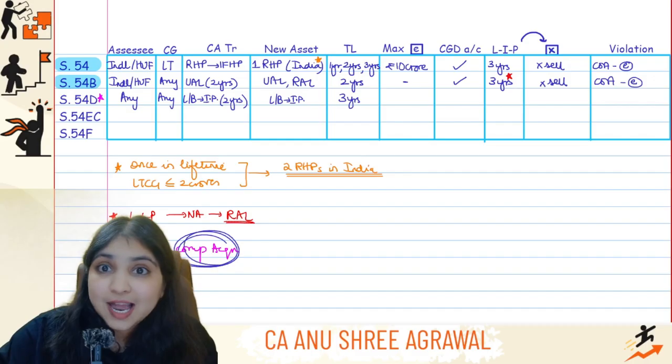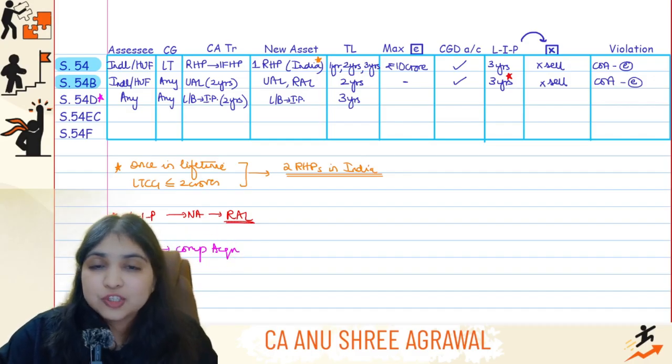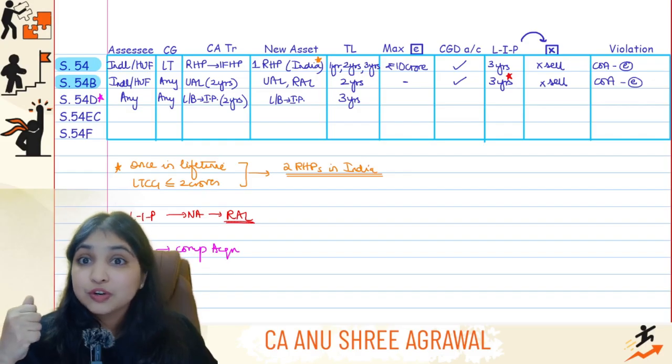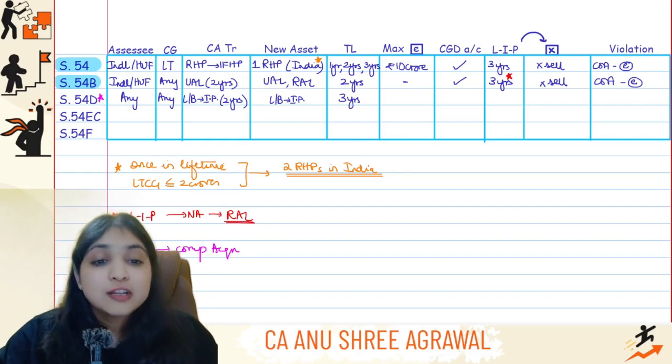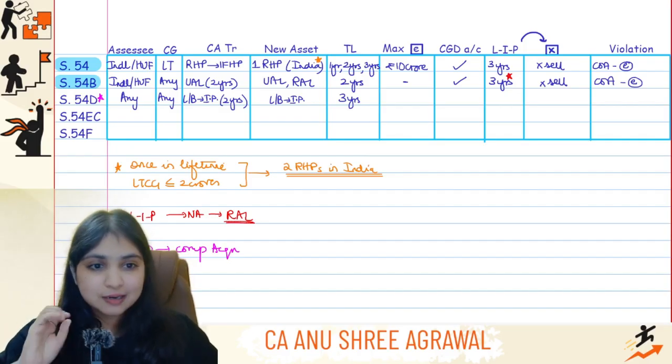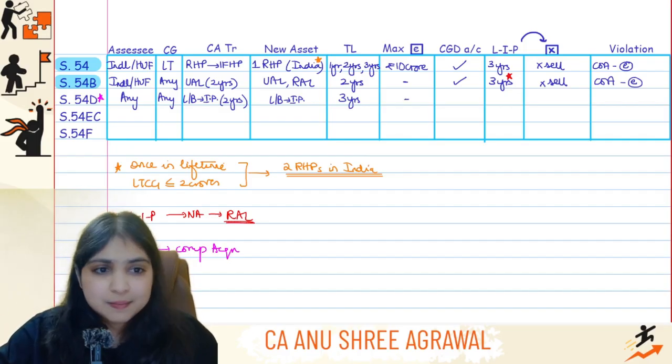It is a compulsory acquisition case. So in compulsory acquisition cases, when do you tax the capital gains? You tax the capital gains only when you receive the compensation or part thereof. So the 3 years time limit you will compute from the date on which you receive the compensation or part thereof. Okay, here also no maximum exemption limit.